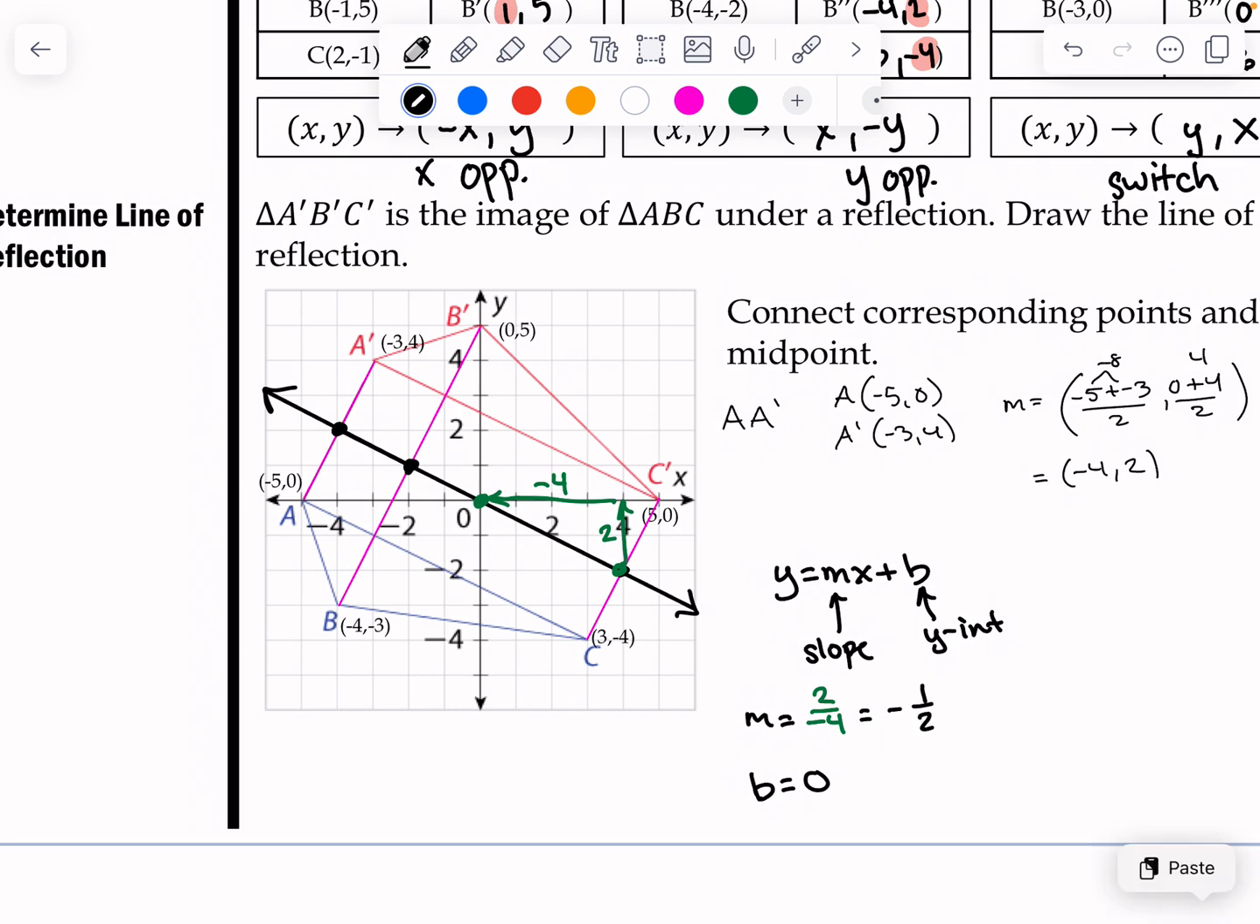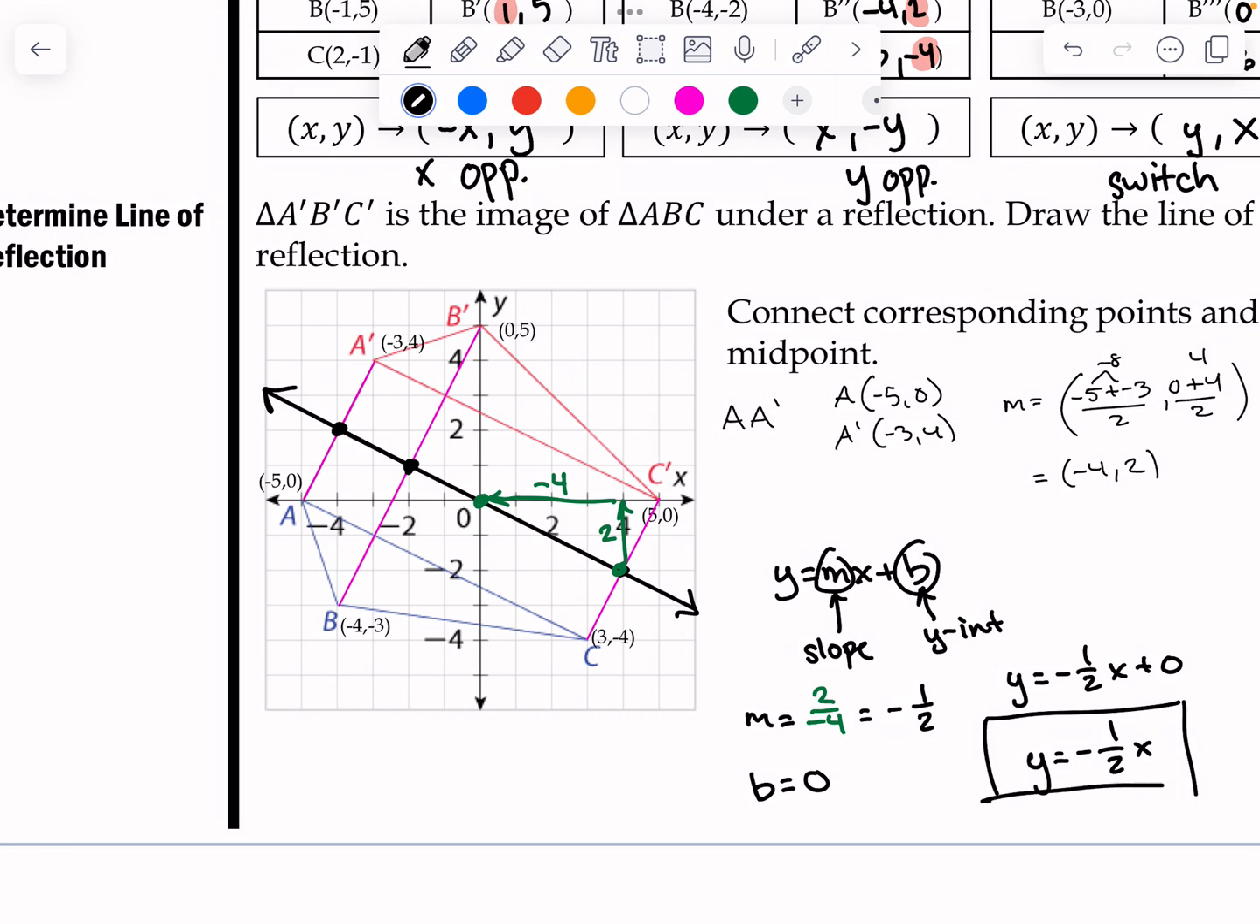And to write this now, we're going to replace this. This will be y equal to -1/2x plus 0. You don't actually need that plus 0, so the equation of this is y equal to -1/2x as our final answer. Not required, but this is more just kind of a challenge here. All right. So we know how to write an equation in slope-intercept form for the line of reflection.